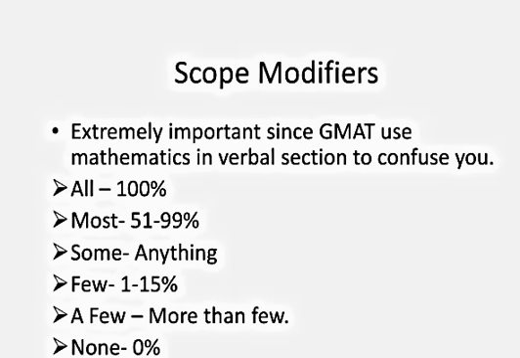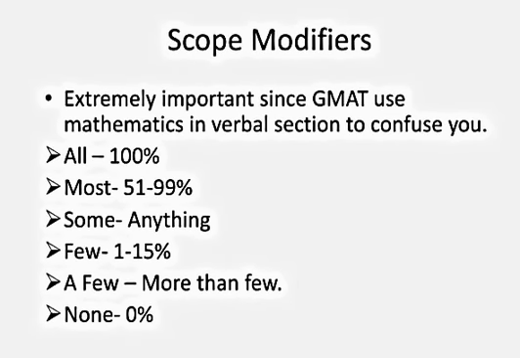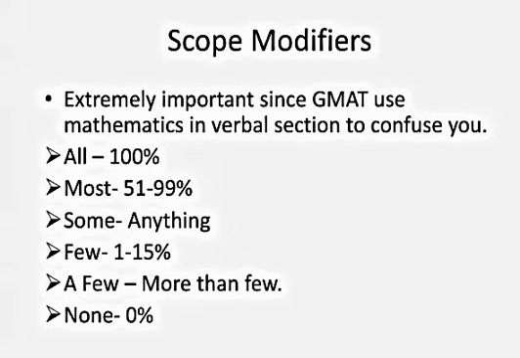So now we are really moving into the deep ends of modifiers. Scope modifiers. When we talk about scope modifiers, we're really talking about those sentence correction questions which use mathematical data of some sort. When there is some sort of mathematical data used, it's used in the verbal section to confuse you.